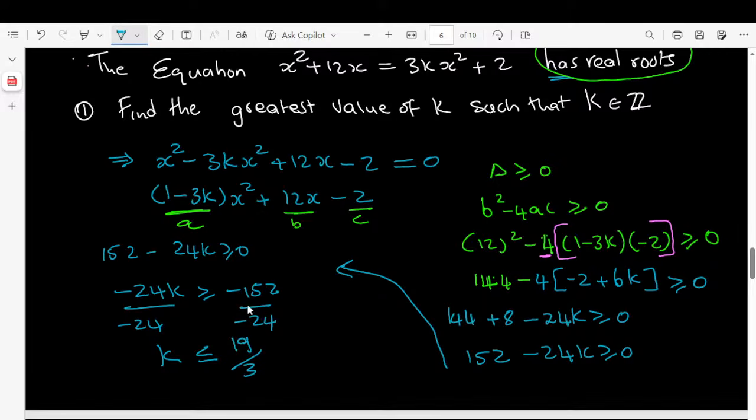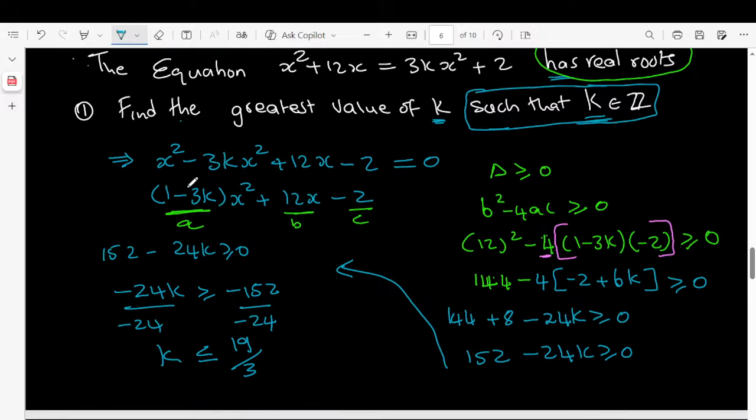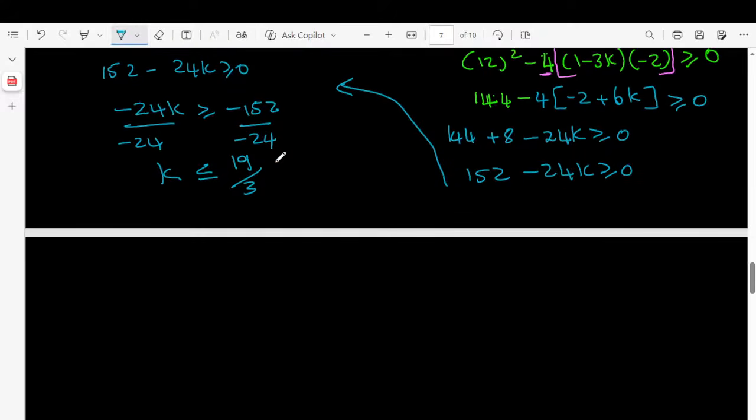So what they are asking is to find the greatest value of k such that k is an element of the integers. I'm going to explain the 'such that'. When you answer a math question, you need to read the first part first, which says find the greatest value of k. We know that for the greatest, we just have to follow that it has real roots. So now we have worked on that. So we need the greatest. Look at this. What is 19 over 3 on your calculator?